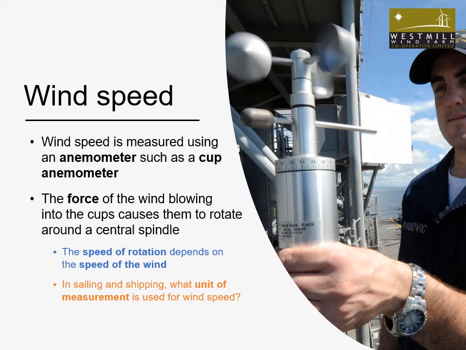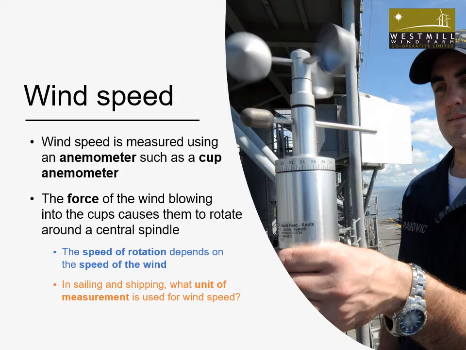They're held up into the wind and the force of the wind blows into the cups, and this causes them to rotate around a central spindle. Trained scientists can then take measurements from this. At Westmill we use smaller digital anemometers. These are also held into the wind but are slightly easier to read with a digital readout. Perhaps when you come and visit us you'll be able to have a go.